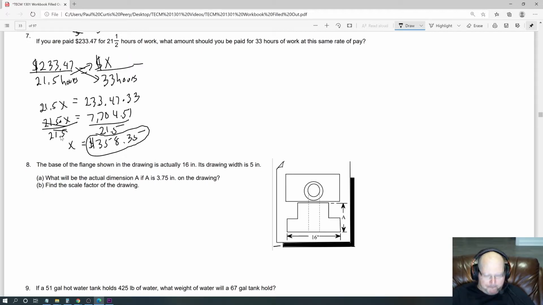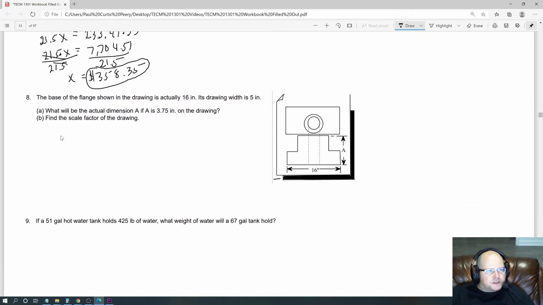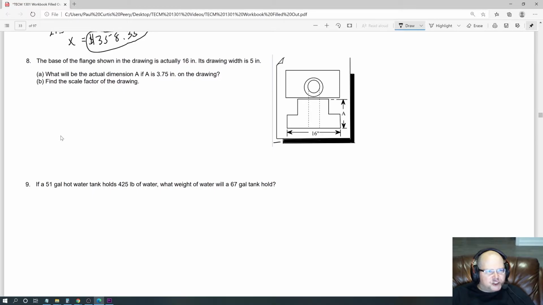Just like that. Okay. So the flange shown in the drawing is actually 16 inches, and the drawing width is 5 inches. What will be the actual dimension A if A is 3.75 inches on the drawing?